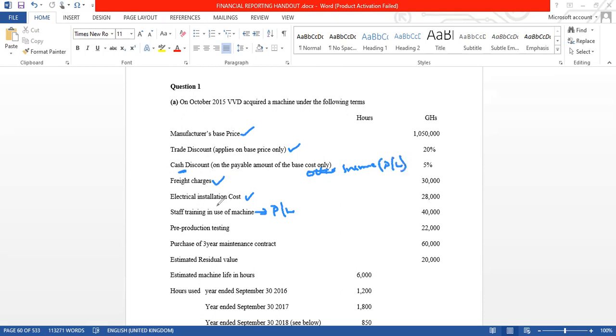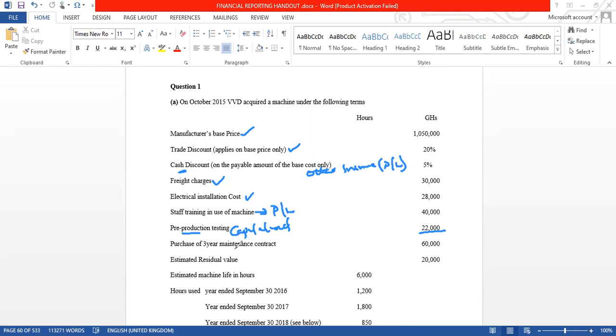Okay. What about pre-production testing? Remember, we said that every direct cost incurred in bringing the asset into the state of use as intended by management. So if you are pre-testing the thing, then it means that it hasn't gotten to its state yet. You are using the pre-testing production experience to get it to its useful state as you intended to use it. So therefore, this one will also be capitalized. All right, so we will pick this figure.